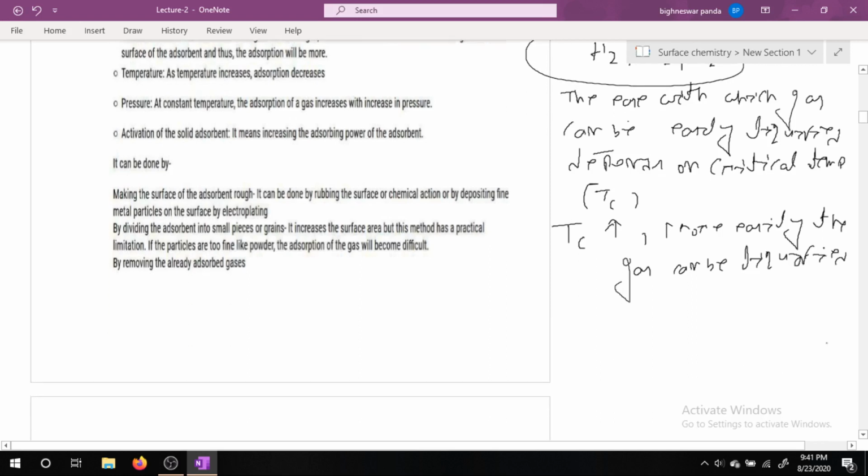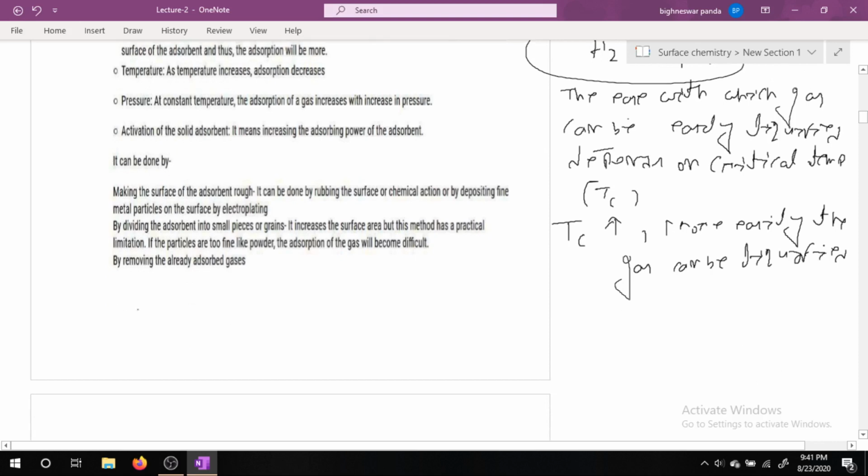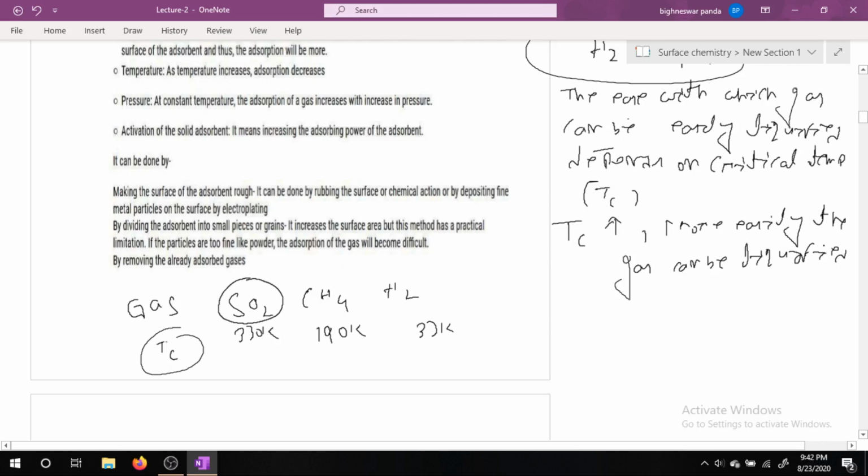If I consider gases such as SO2, CH4, H2, these gases have critical temperatures of 430 K, 190 K, 33 K. So sulfur dioxide has the highest critical temperature, so sulfur dioxide can be easily liquefied.